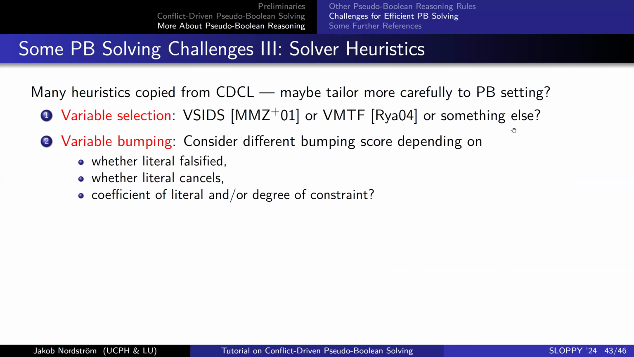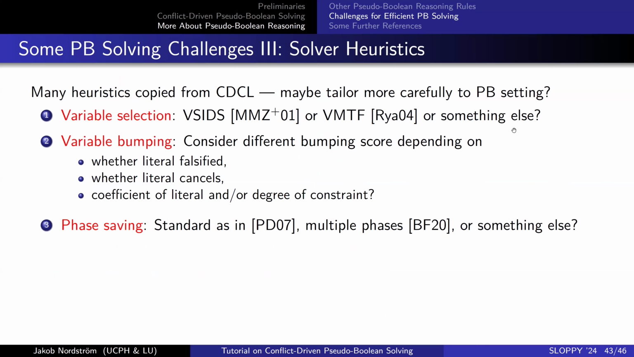How to make decisions, how to bump variables for a VSIDS score. All of these things, we've just borrowed them from CDCL solving. Maybe we should try to adapt them to the pseudo-Boolean setting.